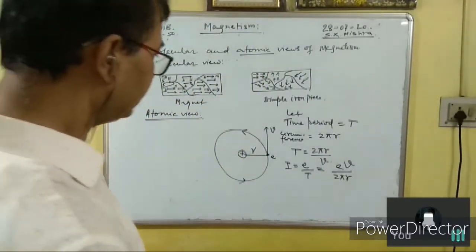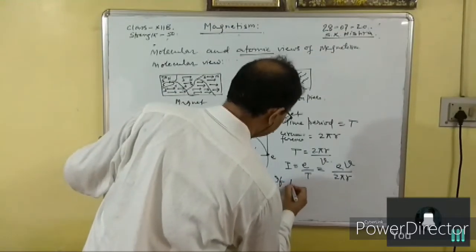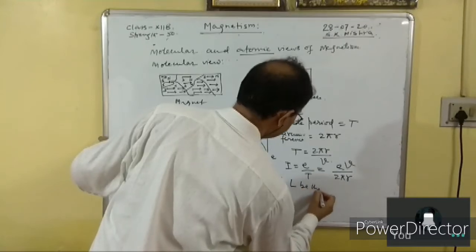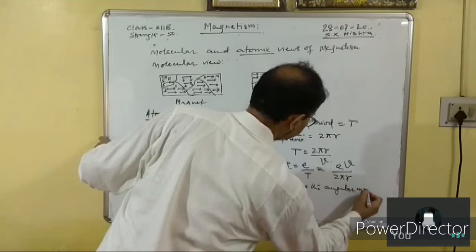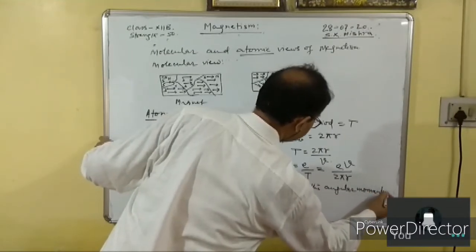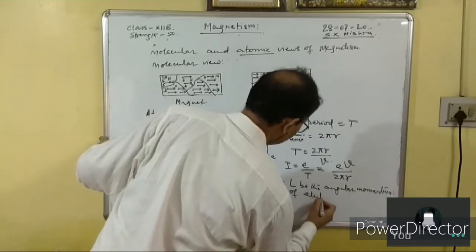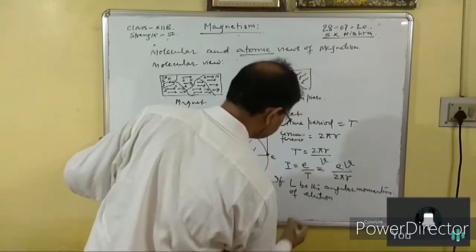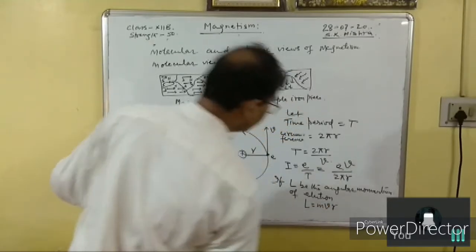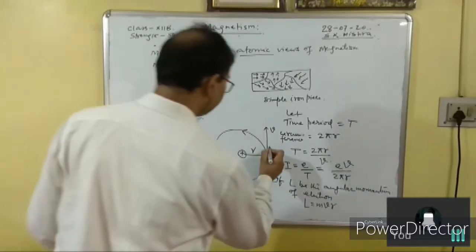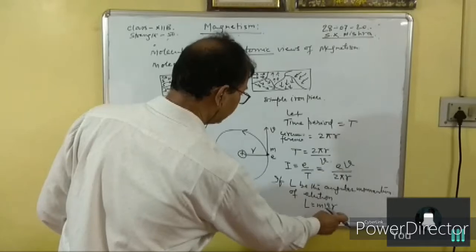Let t be the time period, r the radius and v the velocity. How will you find the time period t? The circumference is 2πr if r is the radius. So what is the circumference of this circular path? That is 2πr. And we assume that the electron keeps on revolving with constant speed v. Then the time required to complete one circular path is the circumference divided by speed, right?